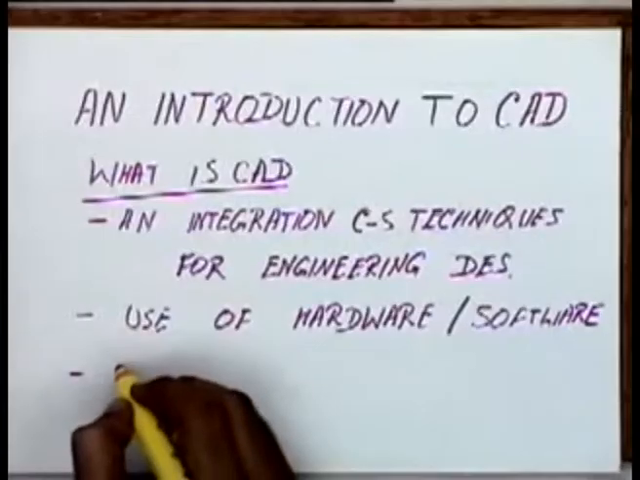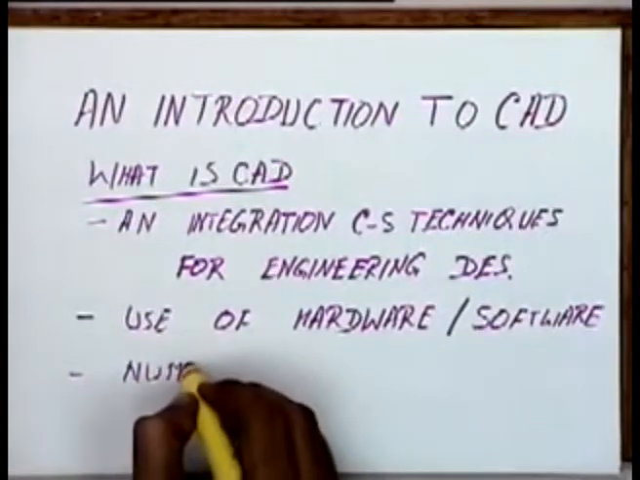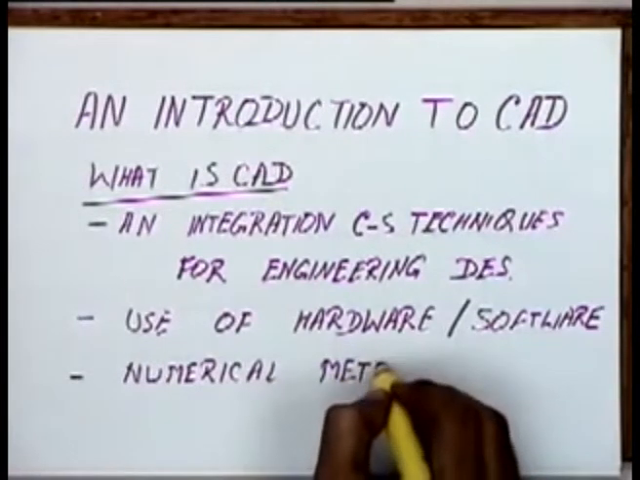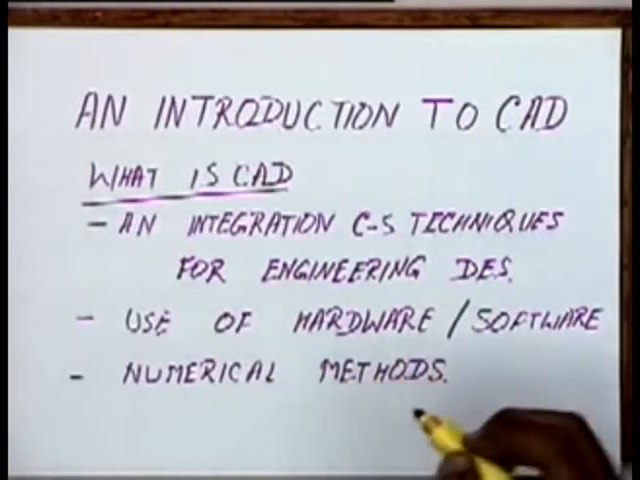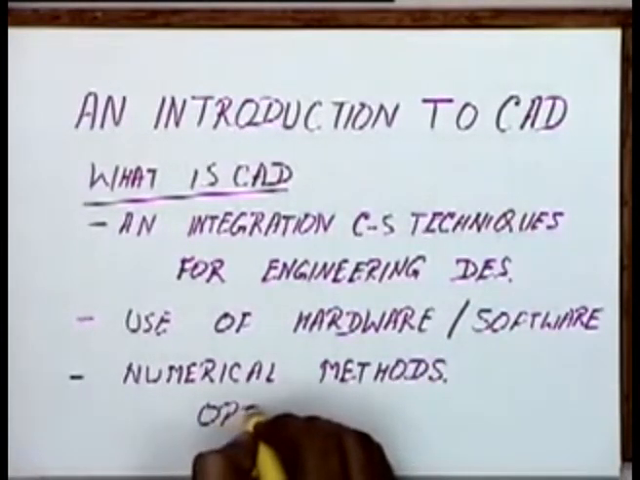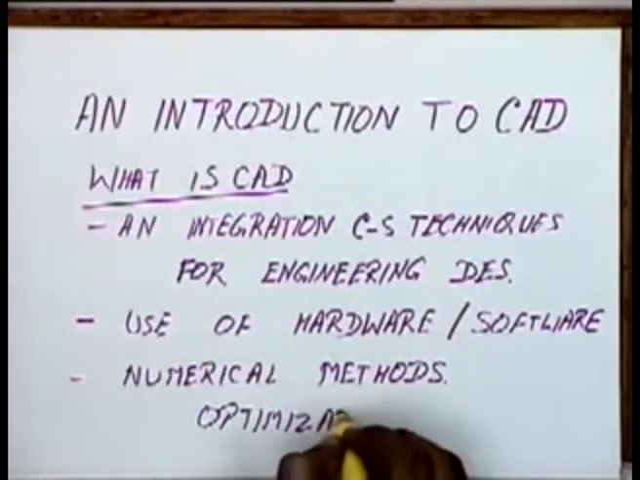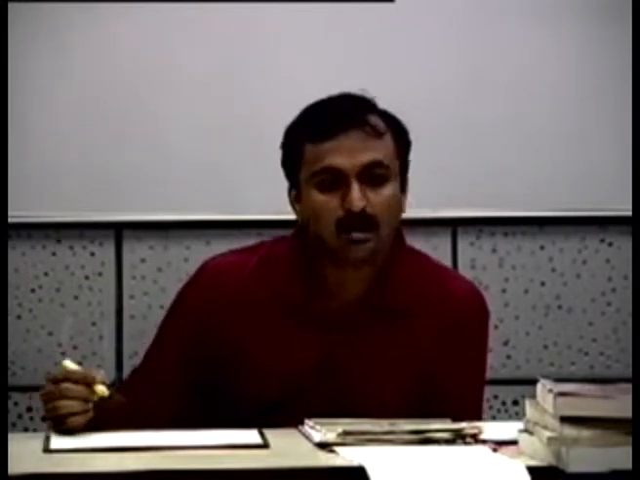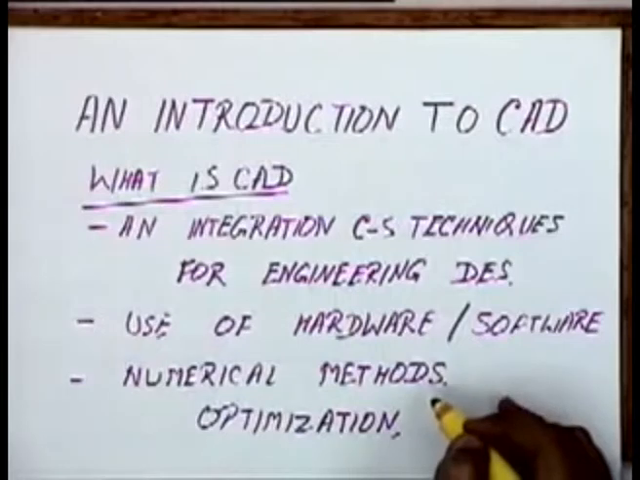Then we talk of different numerical techniques, numerical methods. When I talk of numerical methods, I include optimization. I even include the normal programming, or if we are talking of automation, we just program a particular activity. We are using the computer as a number crunching machine. All those activities are what I include under numerical methods.